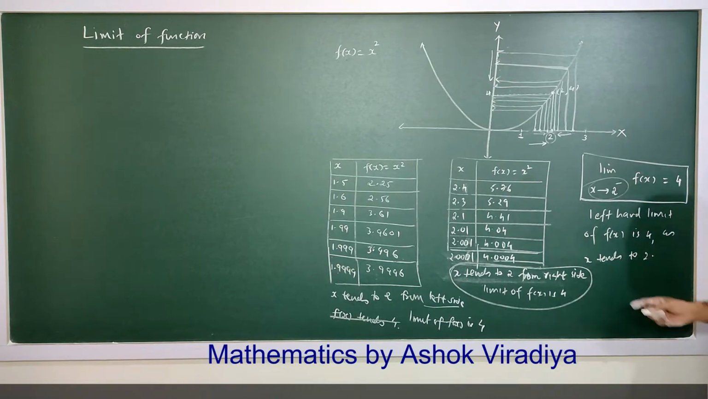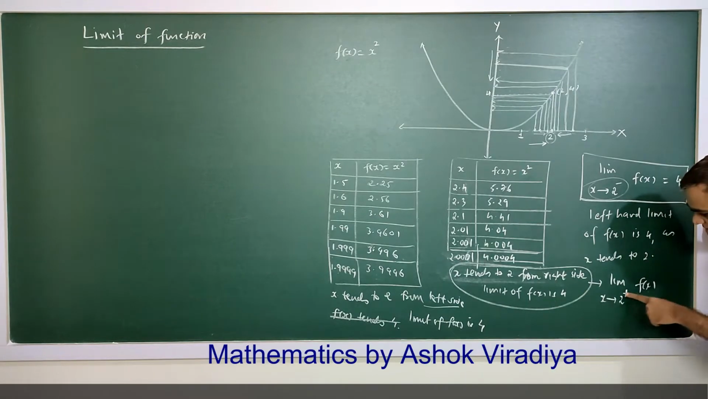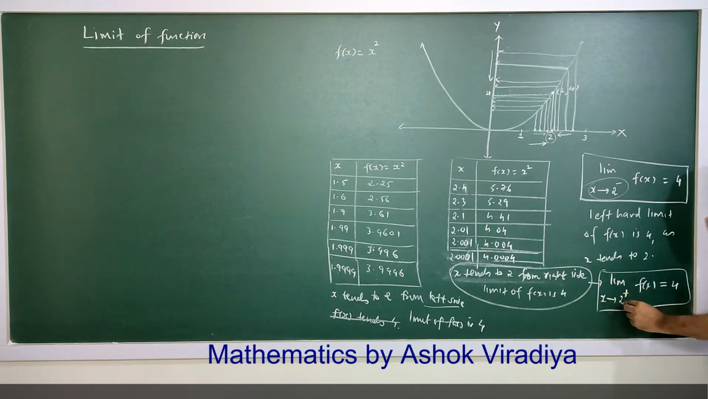Now for right hand limit, this can be written as limit of f(x) as x tends to 2 from right side. This notation is for right side. x tends to 2 from right side. It is equal to 4. This can be spoken as right hand limit of f(x) is 4 as x tends to 2.